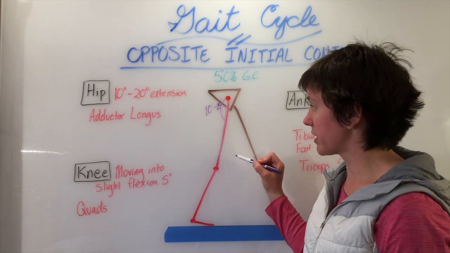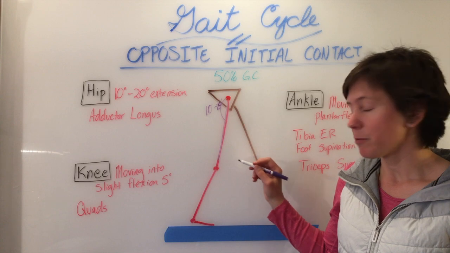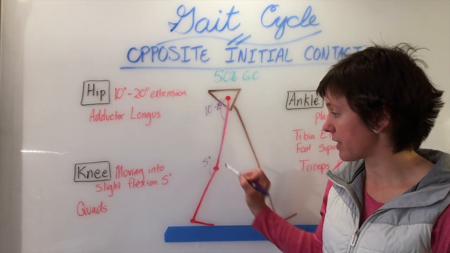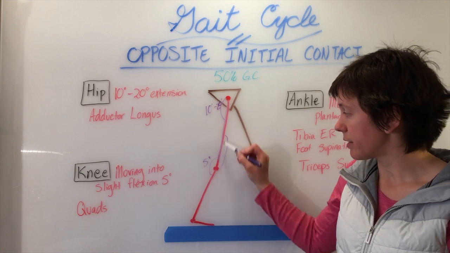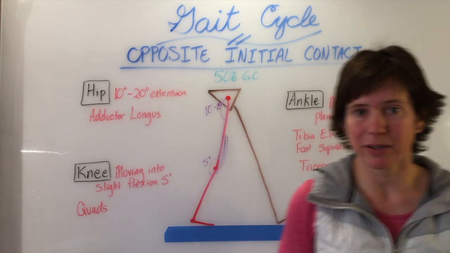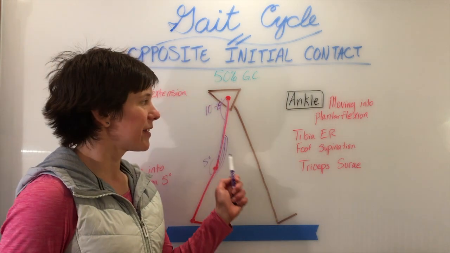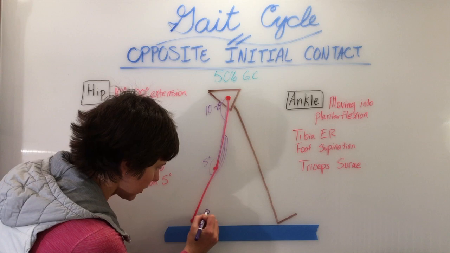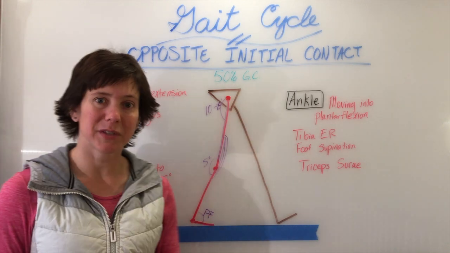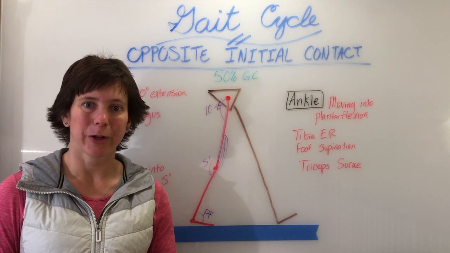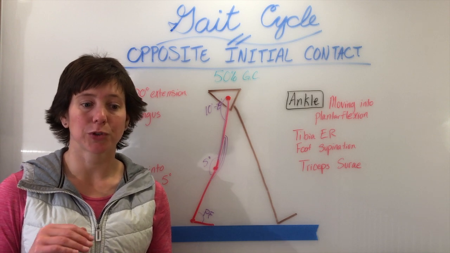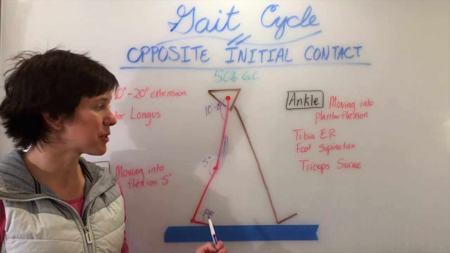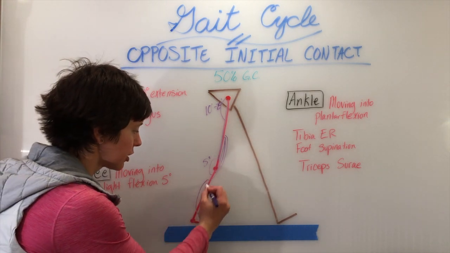Adductor longus being on the medial side. The knee was at 0 degrees and it is now moving into slight flexion, about 5 degrees, and the quads are firing to help stabilize the knee. At the ankle is moving into plantar flexion, with the tibia externally rotating, the foot at maximum supination during the gait cycle, and the triceps surae are concentrically contracting.